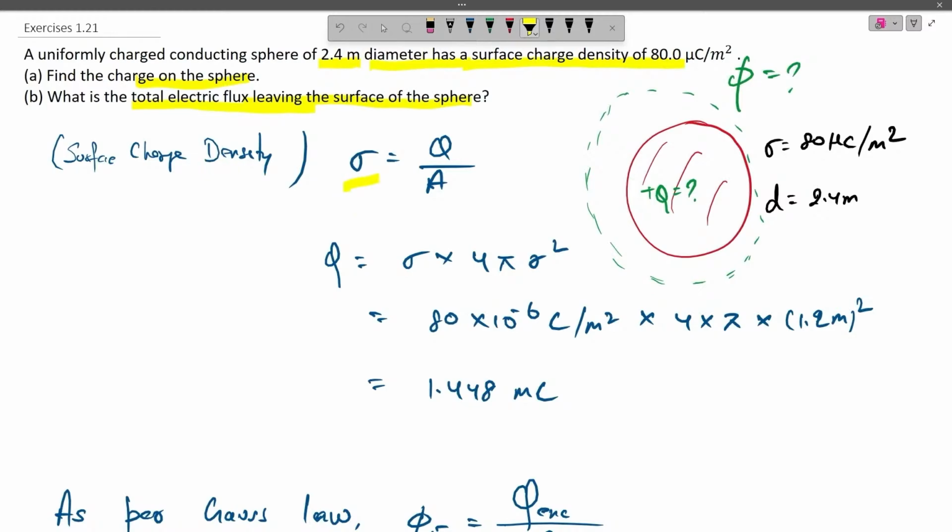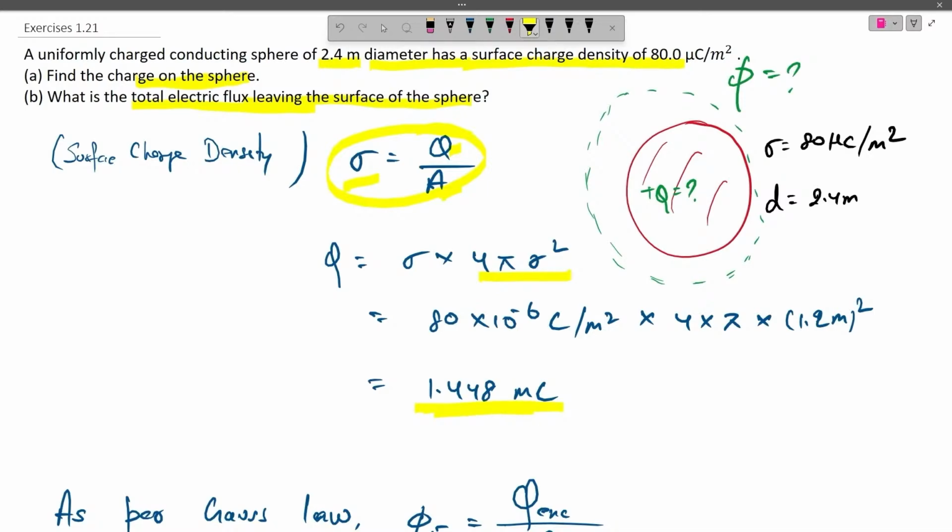by surface area. Now using this expression, we can find the value of total charge on the sphere, as Q would be equal to sigma times A. Now A for the sphere would be equal to 4 pi r square. So the value of charge on the sphere would be 1.448 microcoulomb.